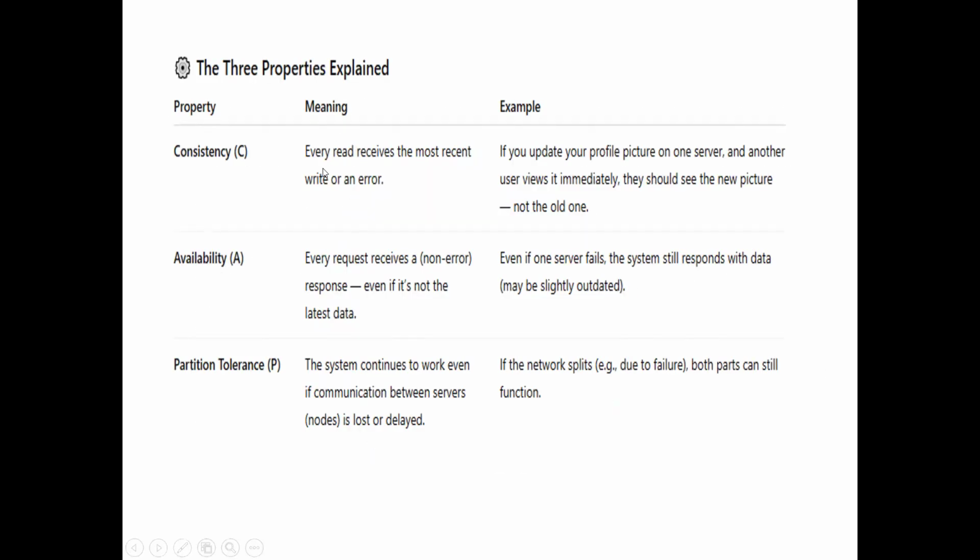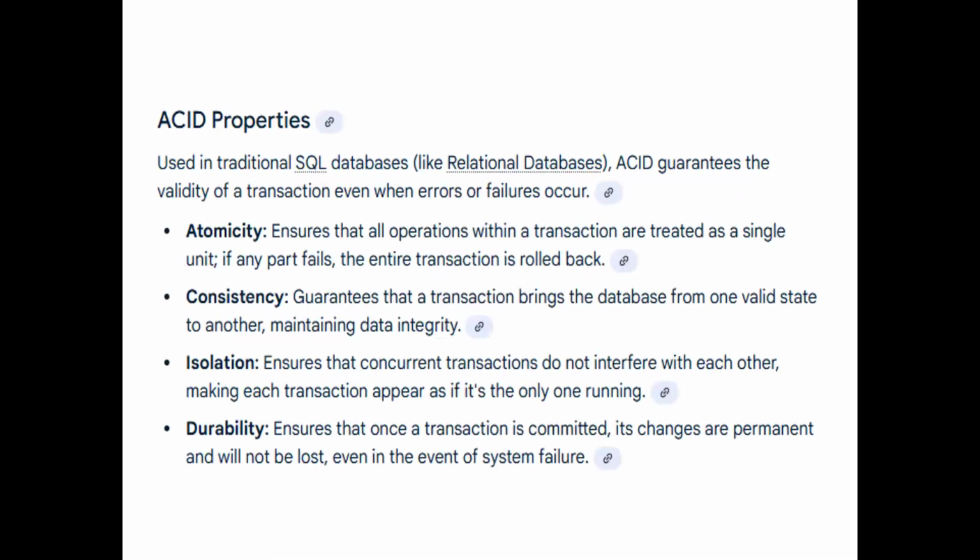Here it is written with an example. In consistency, if you are uploading a profile picture to the server and another user views it immediately, they should see the new picture. That means whenever I update something, it has to be reflected to the other people also. Availability means even if a server fails, the system still responds with the data. Partition tolerance means if the network splits or there is some failure, both parts can still function. That is partition tolerance.